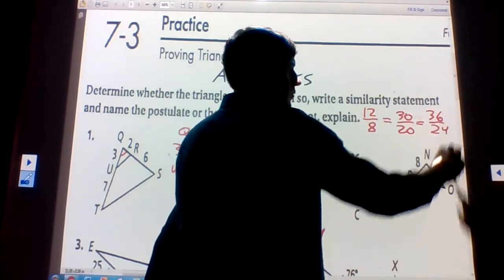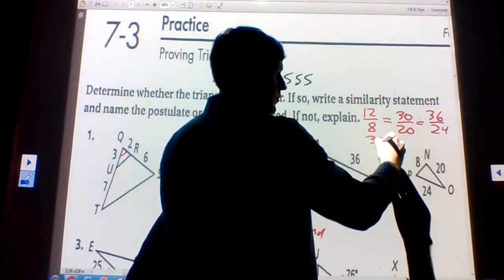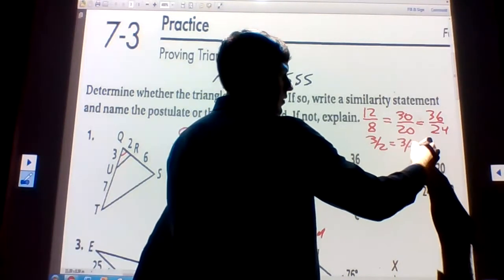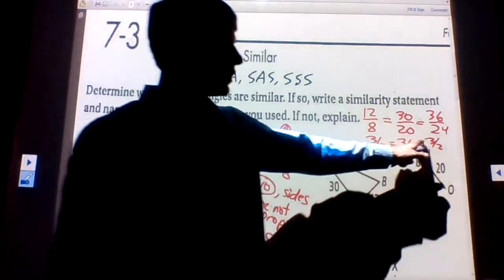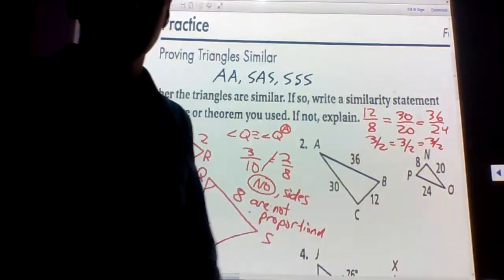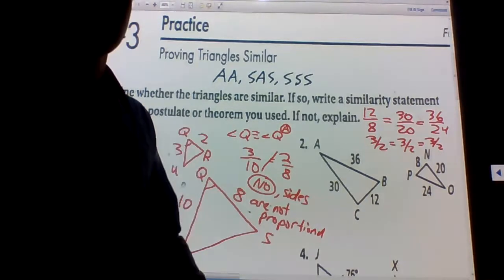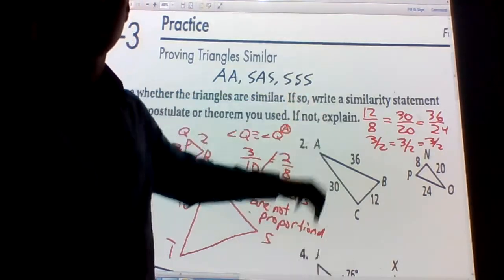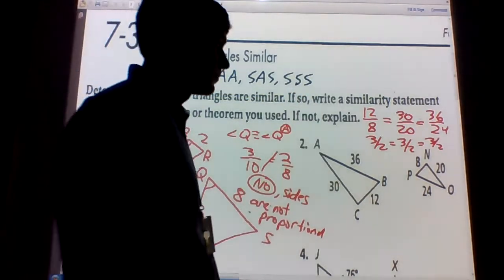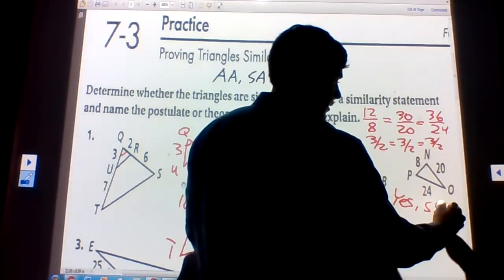Now we need to check and see if these ratios are equal, and if you put them in the calculator, you're going to get 3/2, or 1.5 for all of them. So since we have 3 ratios of the corresponding sides that are equal, that tells us that those 3 pairs of sides are proportional. And if we know that the 3 pairs of sides are proportional in a triangle, we know that the triangles are similar. So this one is yes, by side, side, side.